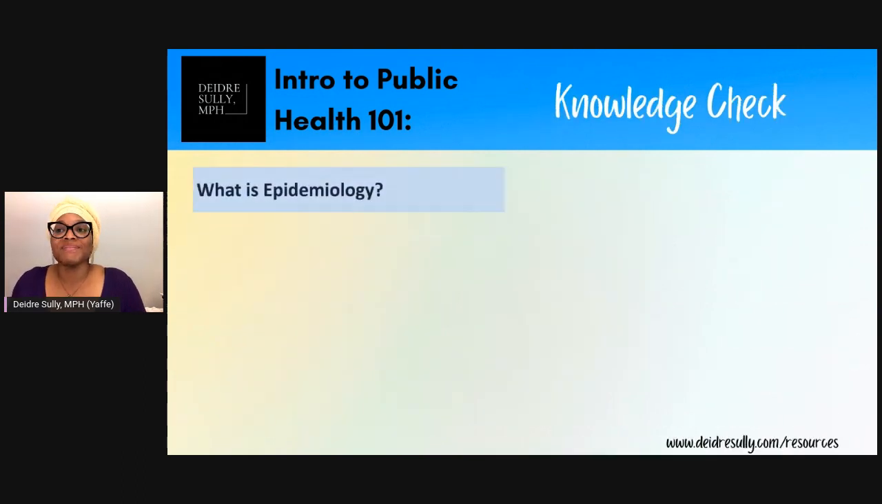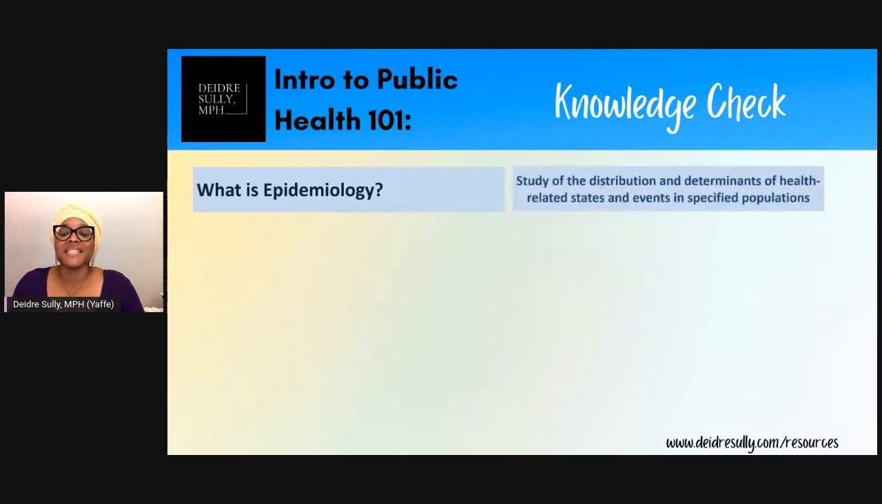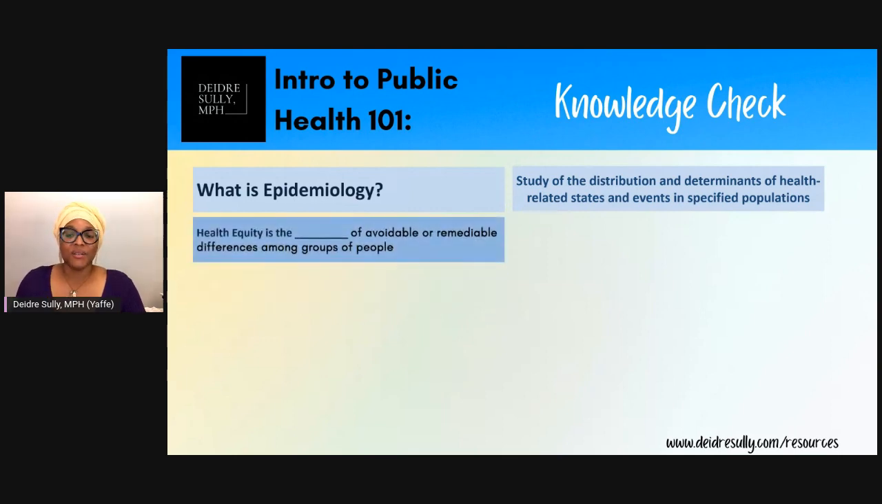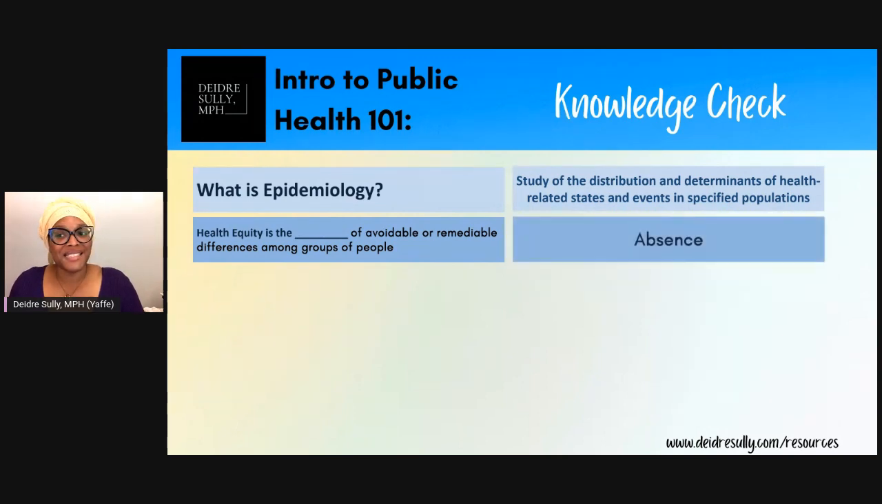So question number 1, what is epidemiology? Do we remember? It's the study of the distribution and determinants of health-related states and events in specified populations. So if that's what you said, hopefully you're taking notes, you would be right. Question number 2. Health equity is the blank of avoidable or remediable differences among groups of people. So we just talked about this. So I'll give you a few seconds. 3, 2, 1. Absence. Health equity is the absence of avoidable or remediable differences among groups of people.